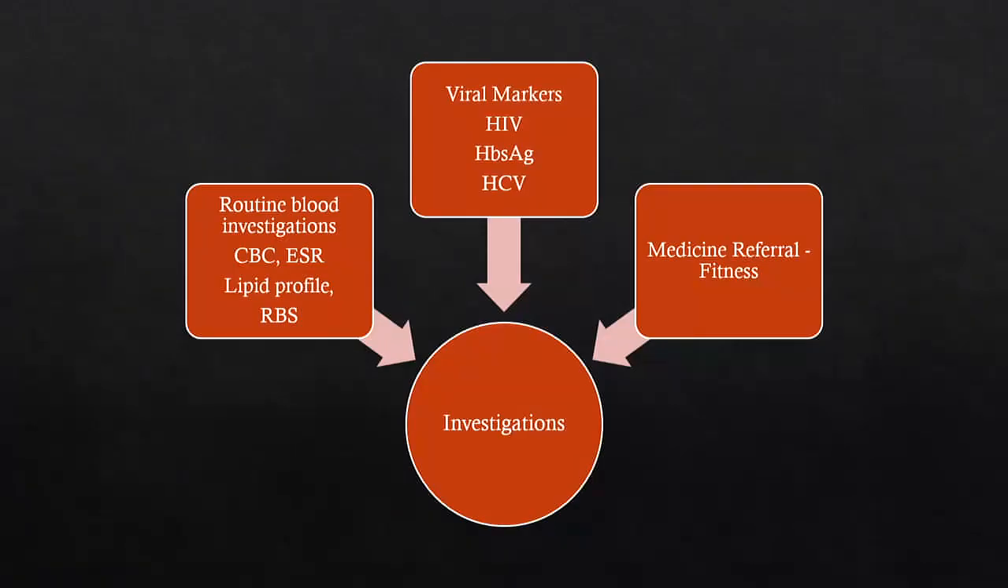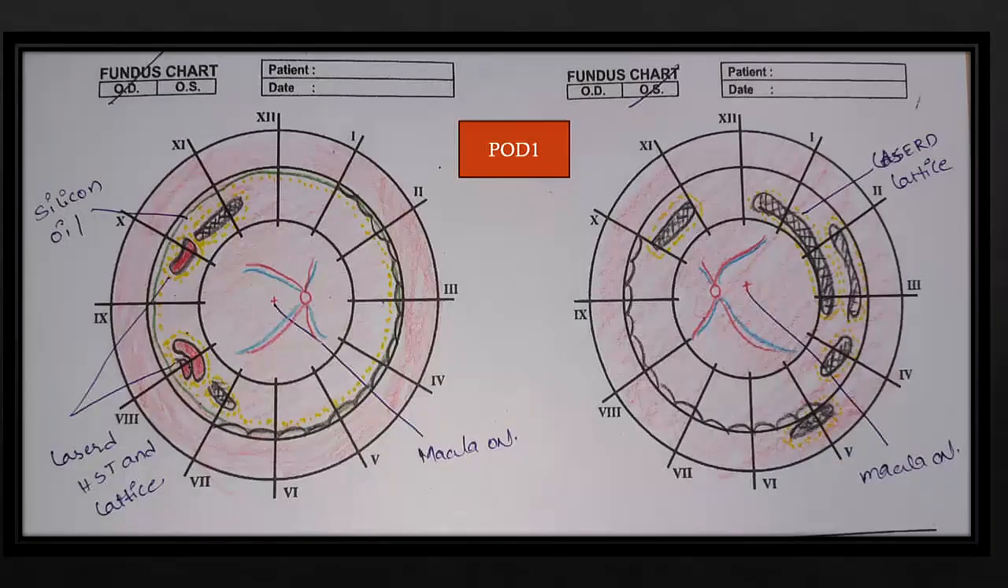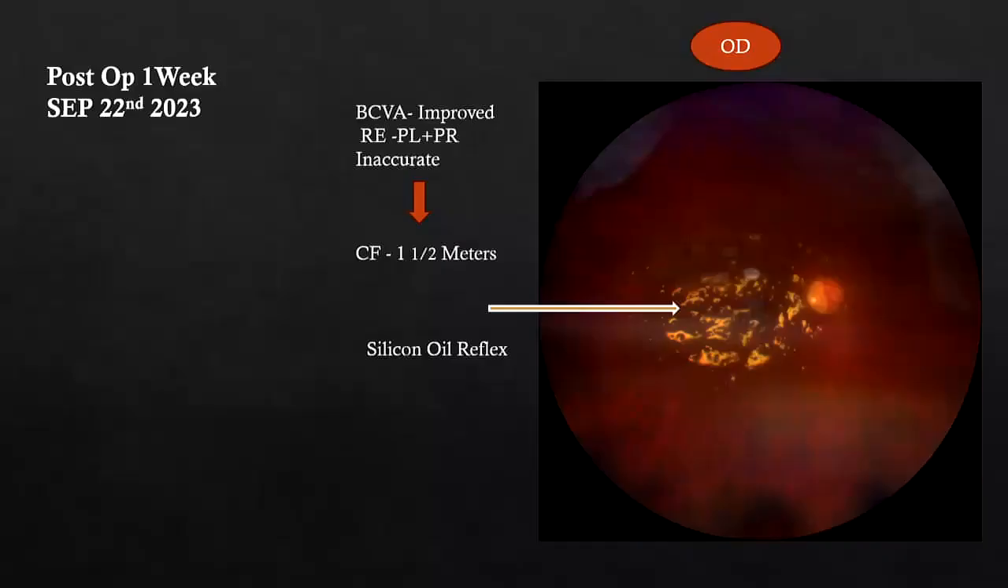He was routinely investigated for all blood investigations and sent for medicine fitness in view of diabetes and hypertension. He was planned for right eye vitrectomy with endolaser and silicone oil under local anesthesia, and for the left eye, laser for sealing of the lattices under topical anesthesia. On post-operative day 1, his retina appears attached with lasered HST and lattice with silicone oil. In the left eye, there are lasered lattices with double frequency and diode laser.